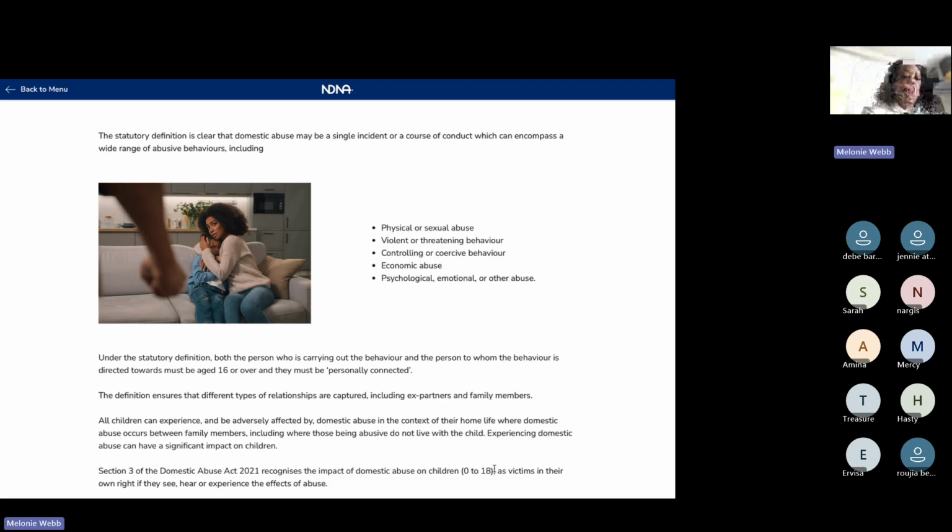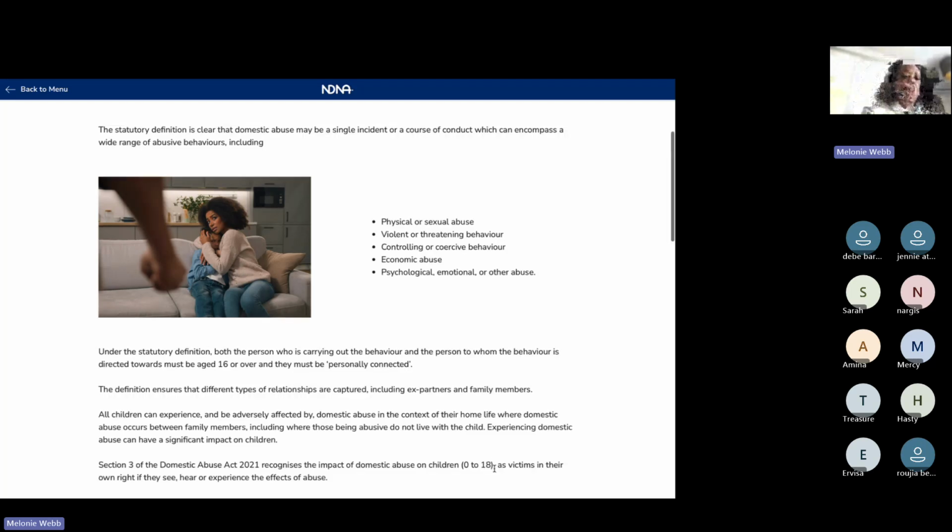All children can experience and be adversely affected by domestic abuse in the context of their home life, where domestic abuse occurs between family members, including where those being abusive do not live with the child. Experiencing domestic abuse can have significant impact on children. Does anyone have any questions?